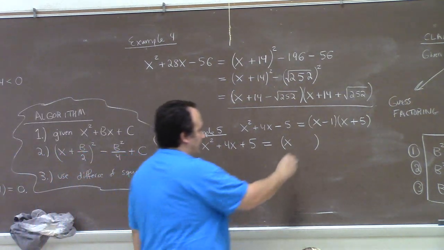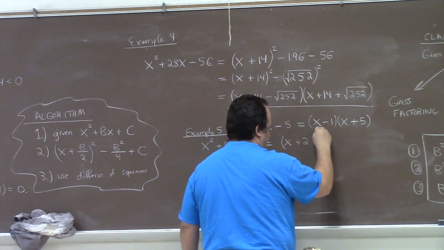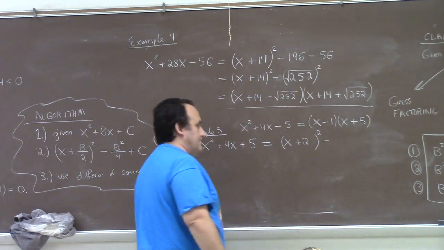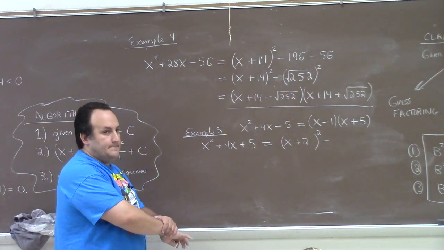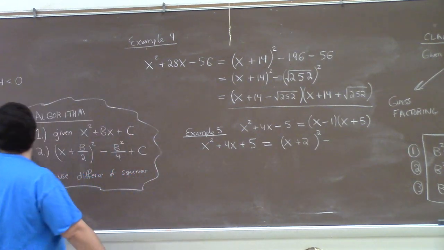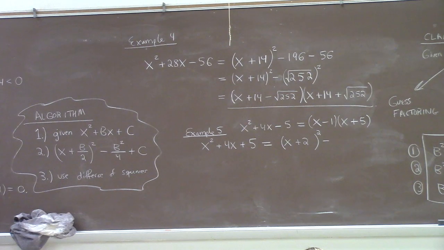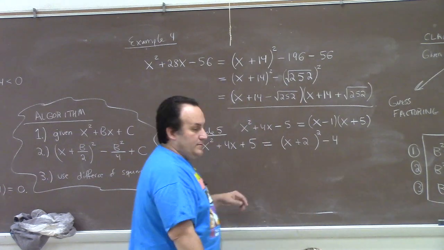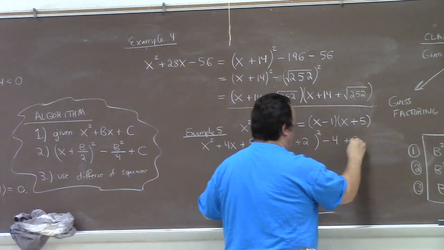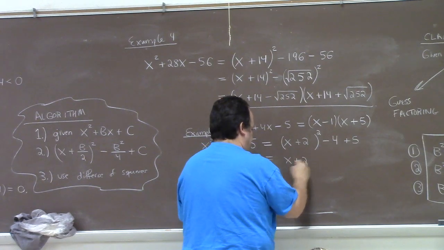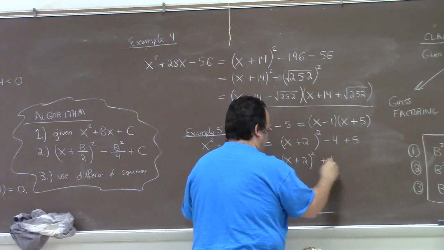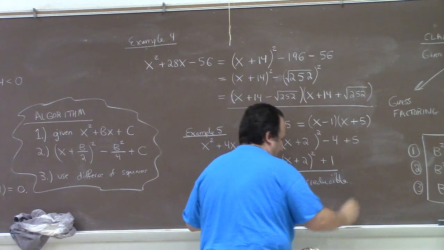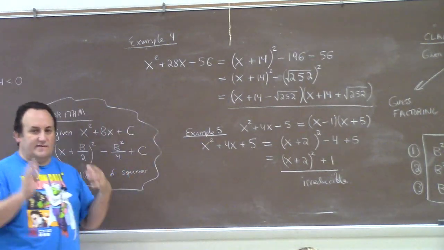Plus 2. We square that, right? And then we have to subtract what? Remember, we subtract the square of whatever we put here. That's what we do. 4. And then we still got plus 5, right? So we get x plus 2 squared plus 1. Game over. This is irreducible. It cannot be factored over the reals because it's the sum of 2 squares.